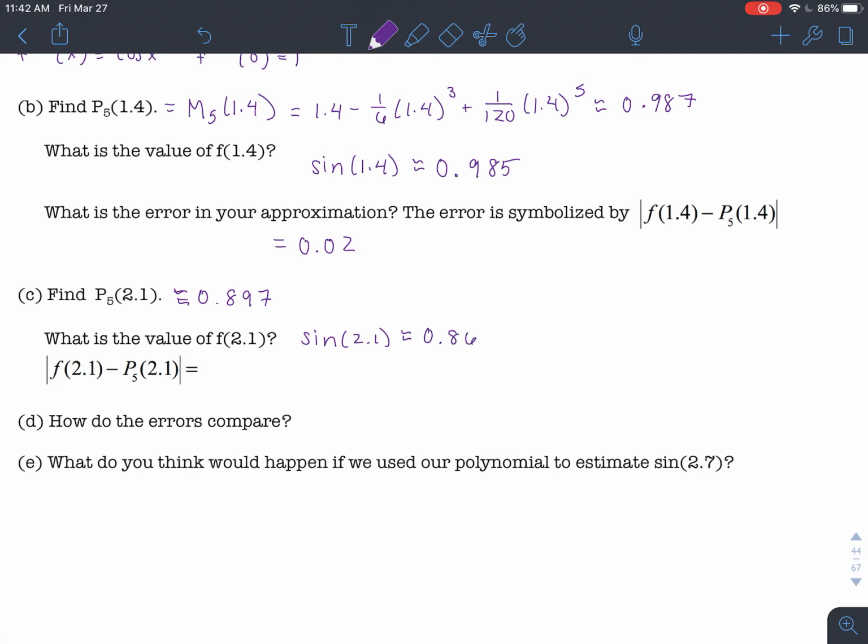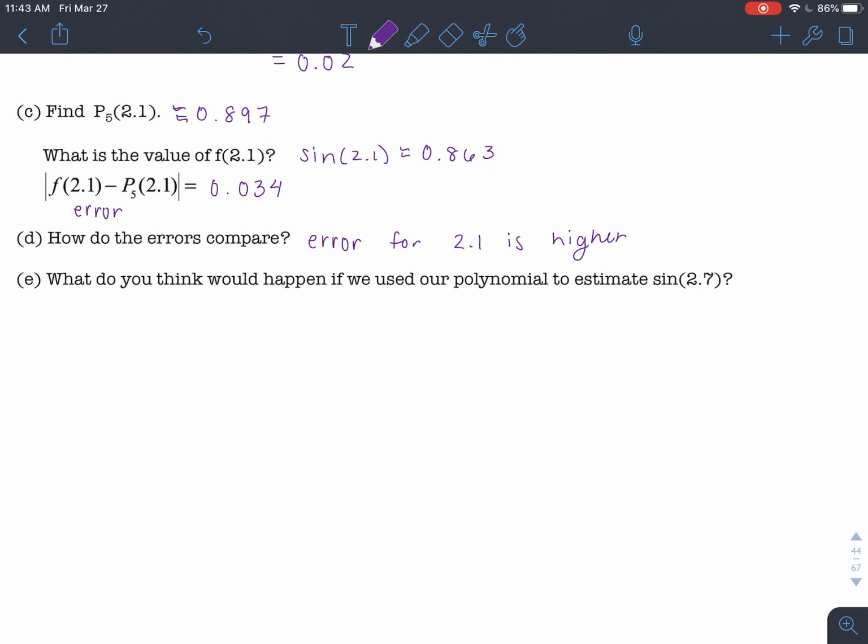And then my actual sine value of 2.1 is 0.863. So my error here, this is my error when I subtract them and take the absolute value. I'm going to get 0.034. I actually just copied and pasted the full decimals to subtract them so I could get as accurate of an error number as possible. So we can see that the error for 2.1 is higher.